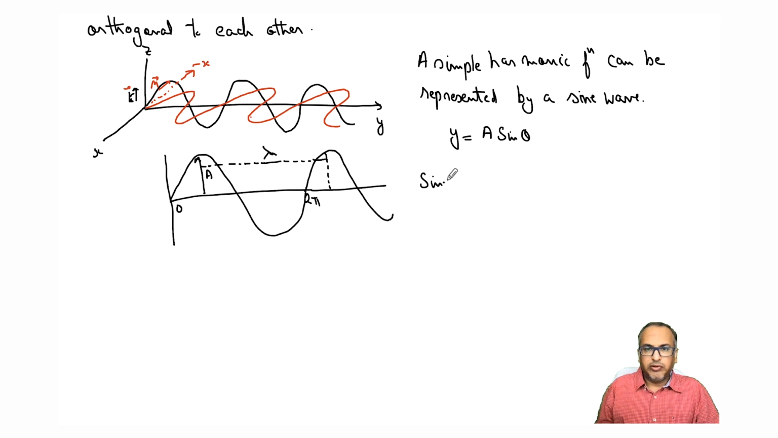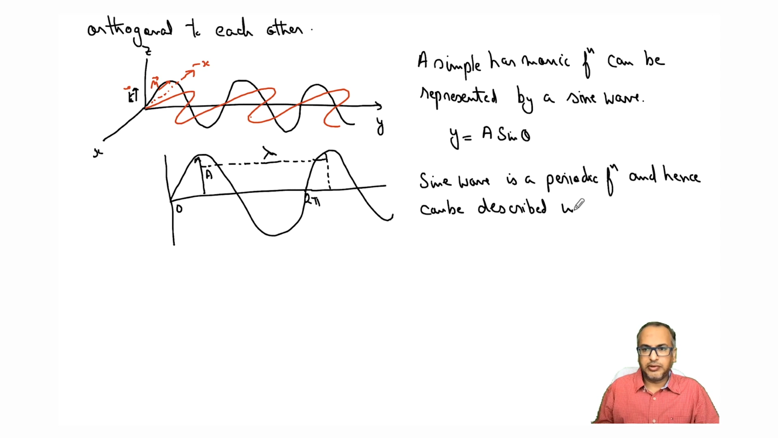Now, a sine wave is a periodic function. Periodic function means it repeats itself. If you see that this function is repeating itself after a finite interval of time, that's why it is called a periodic function, and hence it can be described in terms of a circular motion.